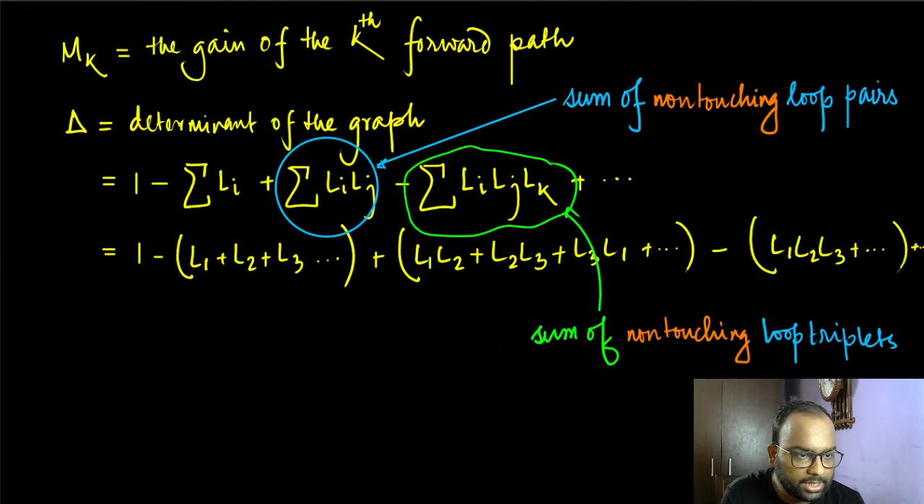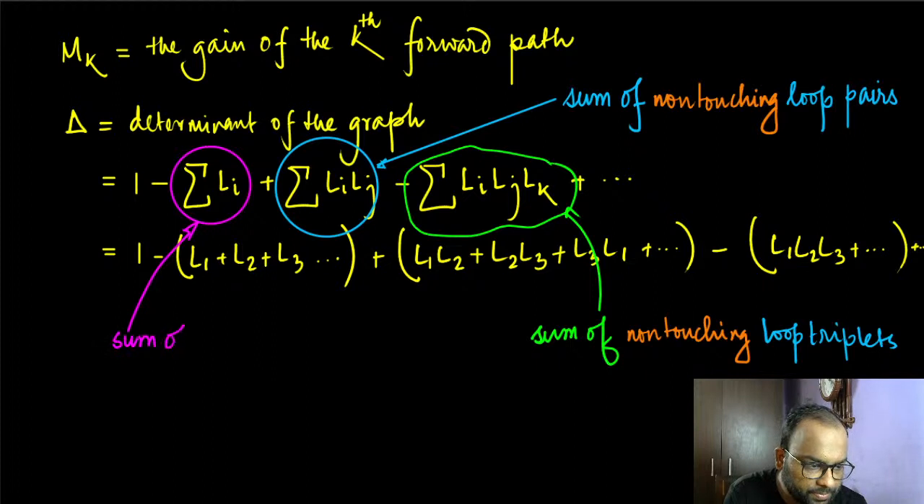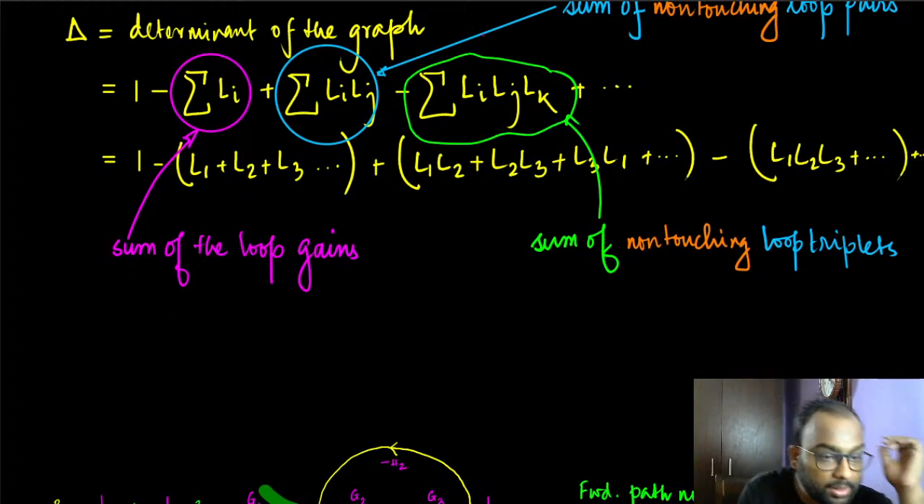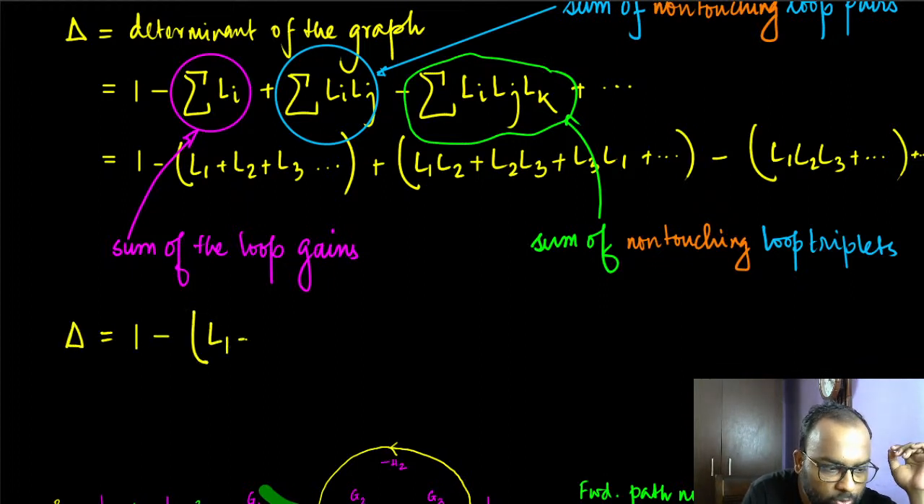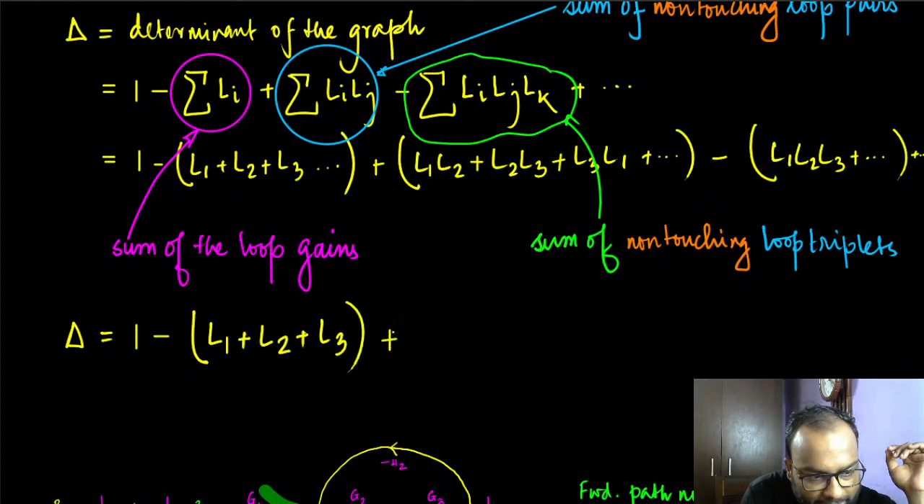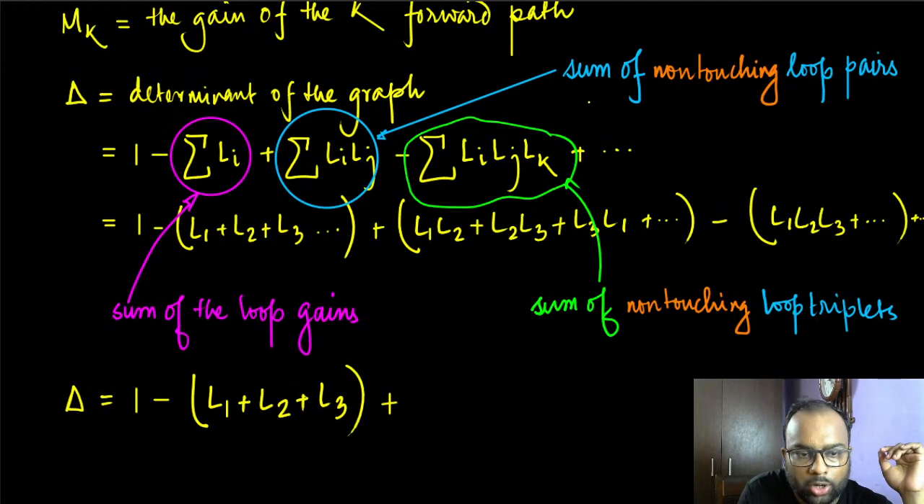And again, let me just explain this part as well, as we are here. So this is depicting the sum of the loop gains. So for our example, delta would be 1 minus the sum of the loop gains. So I have 3 loops. So this is going to be L1 plus L2 plus L3. And then plus the sum of the non-touching loop pairs.